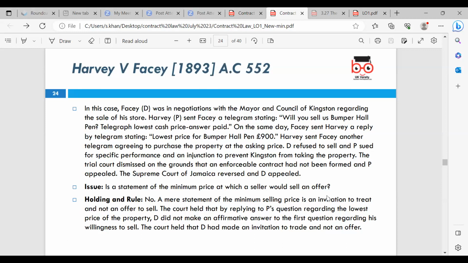The issue in this case was whether a statement of the minimum price at which a seller would sell is an offer. And the holding, the rule in this case: no. A mere statement of the minimum selling price is an invitation to treat and not an offer to sell. The court held that by replying to P's question regarding the lowest price of the property, D did not make an affirmative answer to the question regarding his willingness to sell. The court held that D had made an invitation to treat, not an offer.